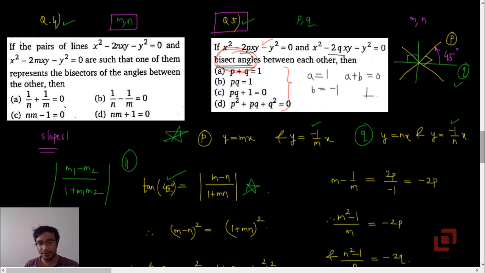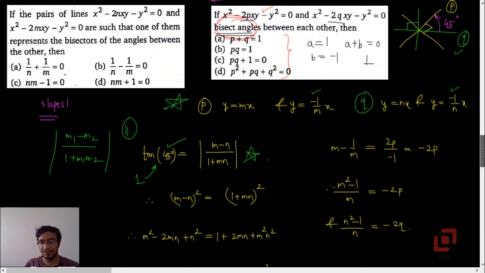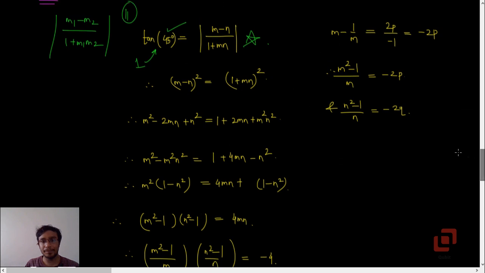So tan 45 is 1, you know that. Next step is to square both the terms. So 1 squared will be 1, and bring 1 plus mn to the LHS. So you'll get the equation 1 plus mn bracket squared equal to m minus n bracket squared. Expand this by a minus b bracket squared, expand this by a plus b bracket squared. So you'll get m squared minus 2mn plus n squared equal to 1 plus 2mn plus m squared n squared.